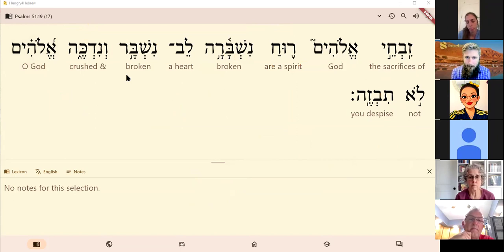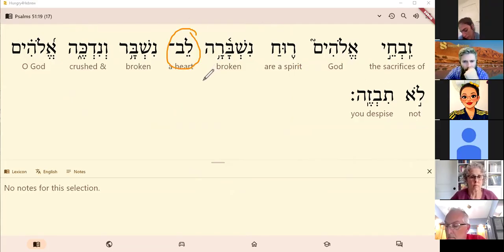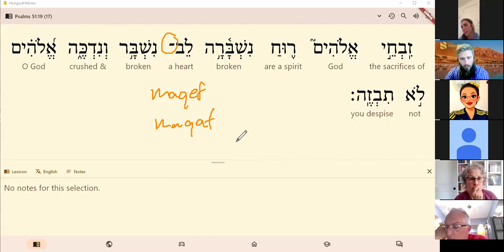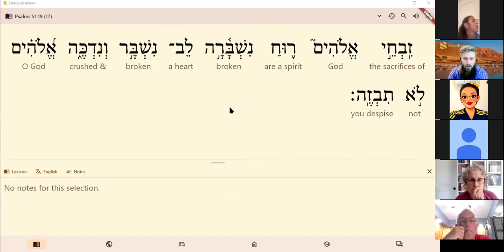Yes, what's this makaf, right here? This is a makef or makaf. You're asking what is it or why is it? It's just a distance between the words. Yes, correct. That is called a makaf or makef, depending on whom you ask.